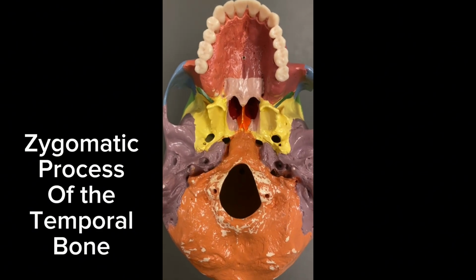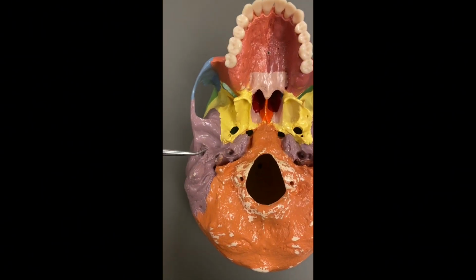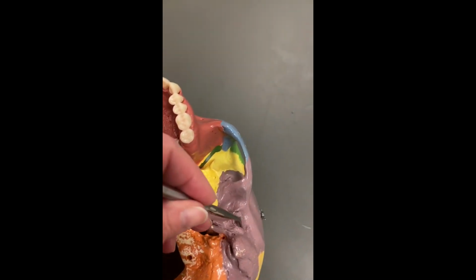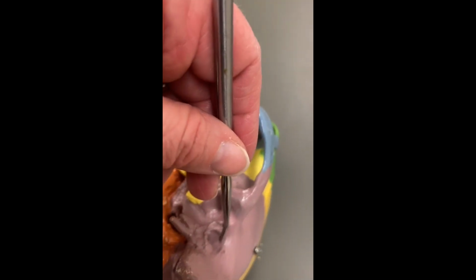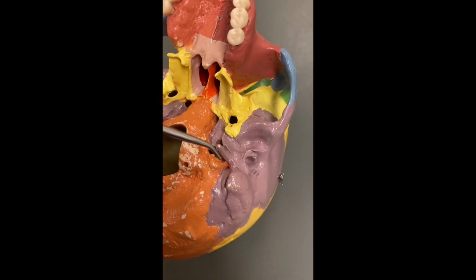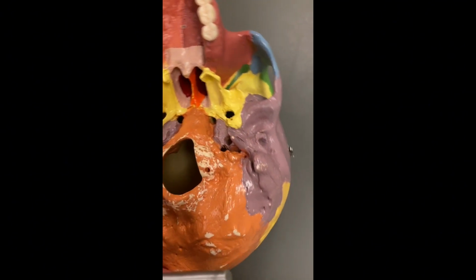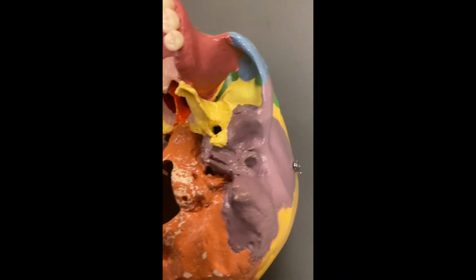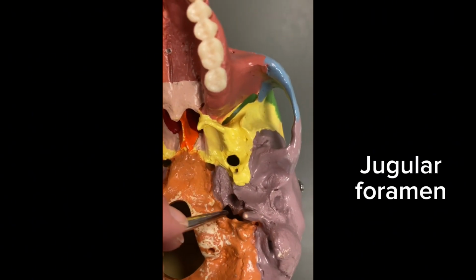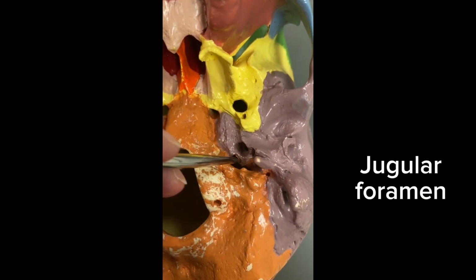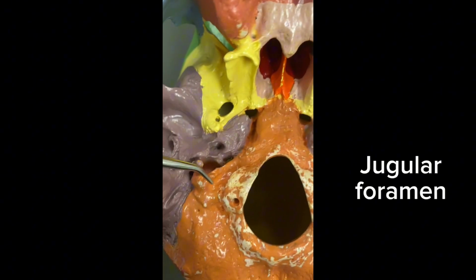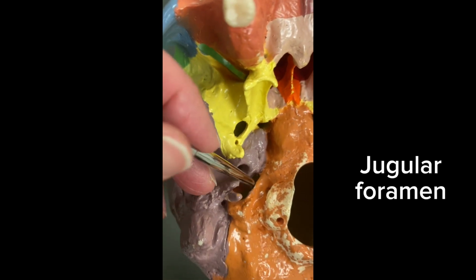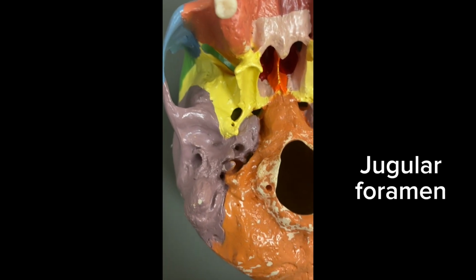Now we're looking at the inferior view of the skull. So again, this sort of purplish, that is the temporal bone. And you have the external acoustic meatus. This is the mastoid process. This is the styloid process. As we move medially from the external acoustic meatus, we can see another large hole here. This is the jugular foramen. The jugular vein is a huge vein, so we have to have a very large opening. It's the jugular foramen.